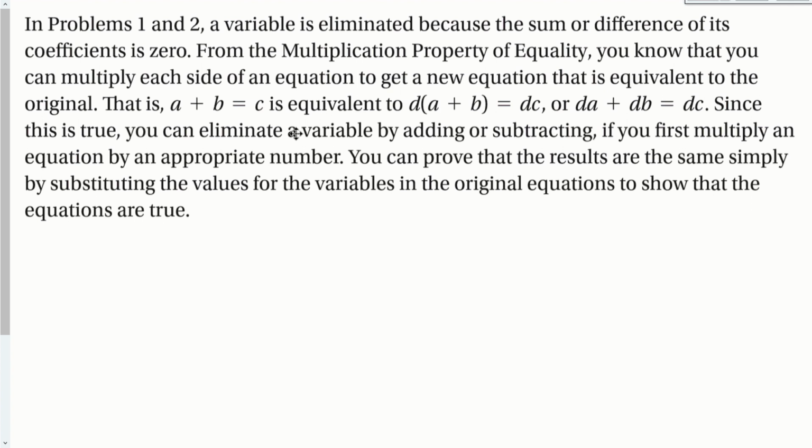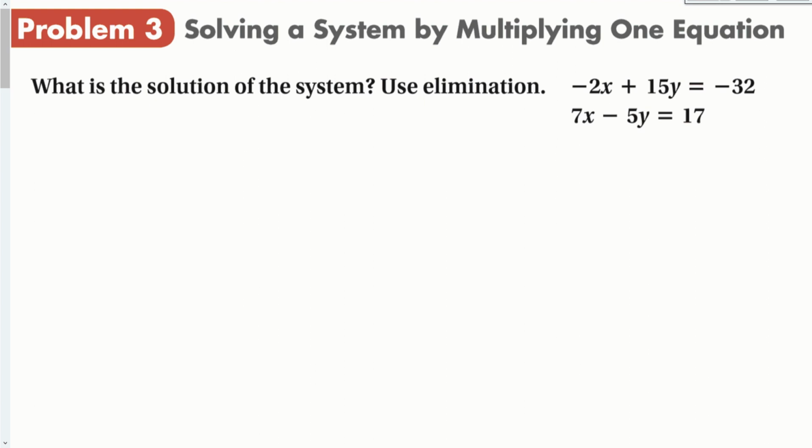Basically, it means if you have a system where you cannot just add the two equations together and get a variable to go away, you multiply one by something so you can get one of the variables to go away. Look at this problem right here. We have negative 2x plus 15y is equal to negative 32, and 7x minus 5y is equal to 17. Just adding these together does me no good.